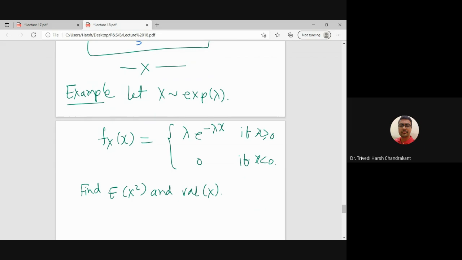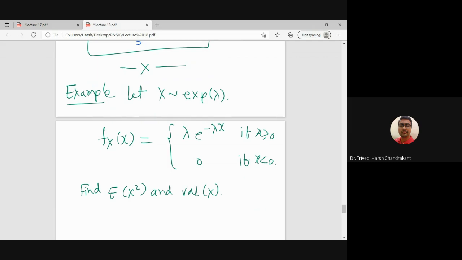So we have done this example to find the mean. So what is the mean? The mean of the exponential random variable is 1 by lambda. Right? Exponential lambda random variable has mean 1 by lambda. So we know the mean now.